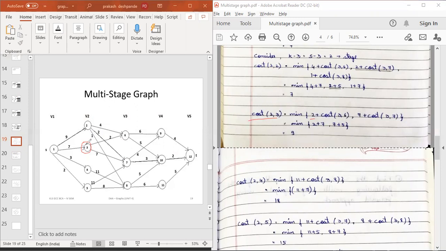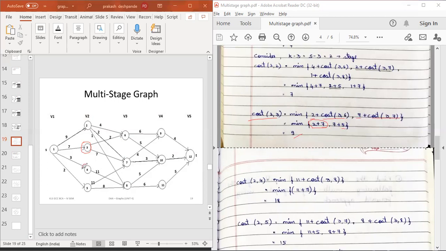7 is the edge cost between 3 and 7 vertices, that is 7 here. 7 plus cost of 3 comma 7, third stage, 7th vertex, right? These two values we have calculated in the previous step. Substituting those values, we get 7 and 5 respectively. So here minimum is going to be this particular value, 2 plus 7, that is 9. That means cost of 2 comma 3, this particular vertex, in order to reach the destination, is going to be 9. The same way, the remaining two vertices we need to calculate.